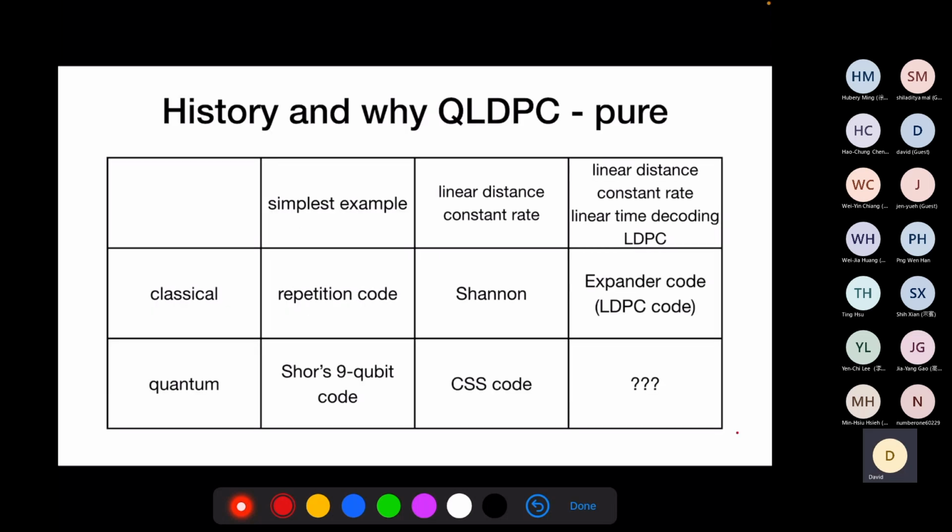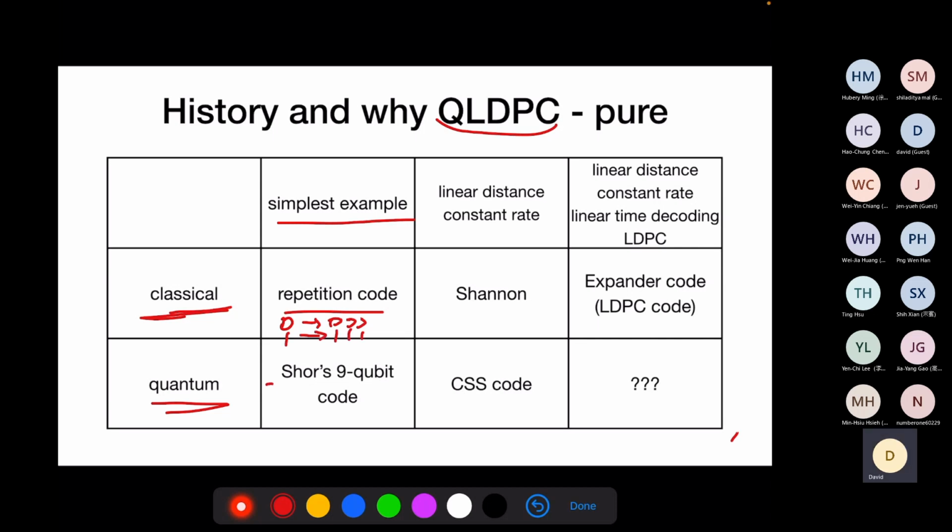Now I will come back a little and talk about the history and some of the motivation. There are several different motivations for why people want to study these quantum LDPC codes. The first one is that, by itself, it's already a pretty nice problem. Let me give an example. Here we have the classical error correcting code and the quantum error correcting code. The simplest classical example is the repetition code, where you encode 0 into 0, 0, 0, and you encode 1 into 1, 1, 1.